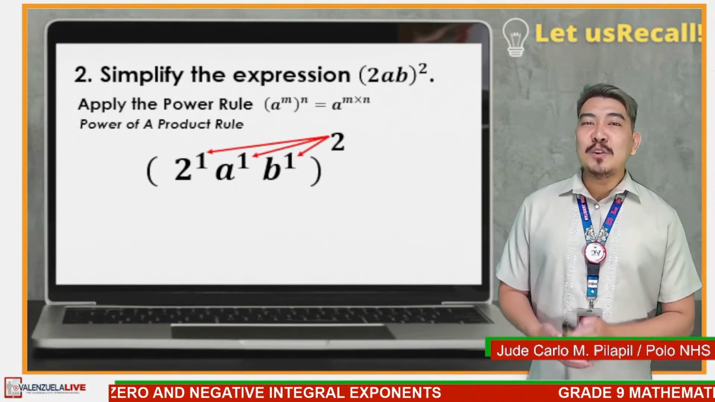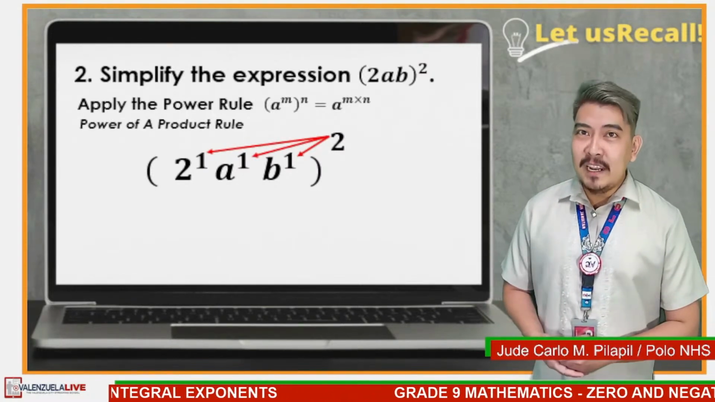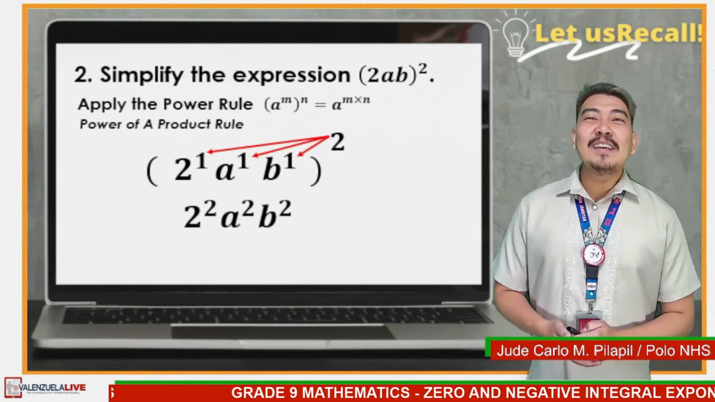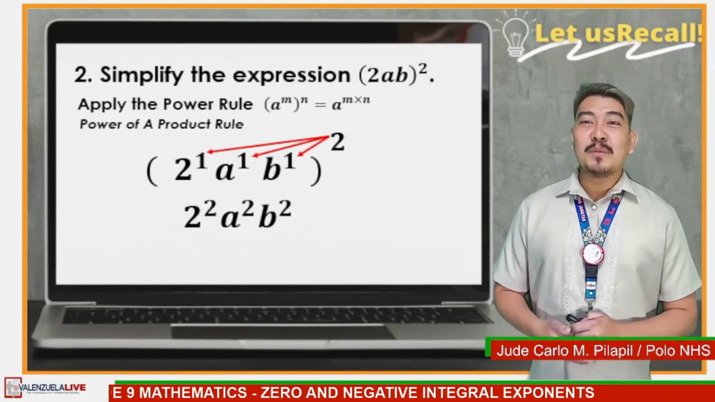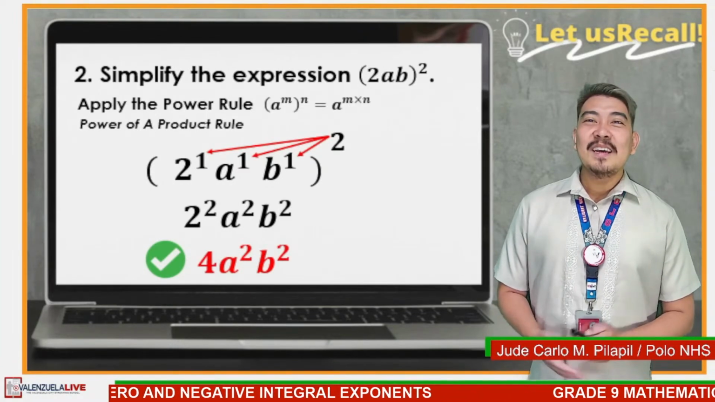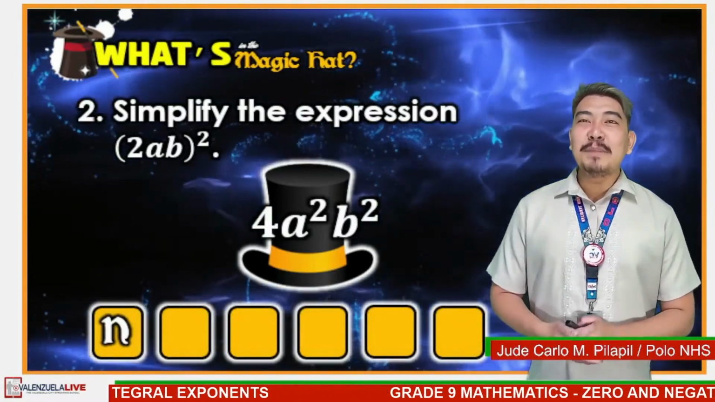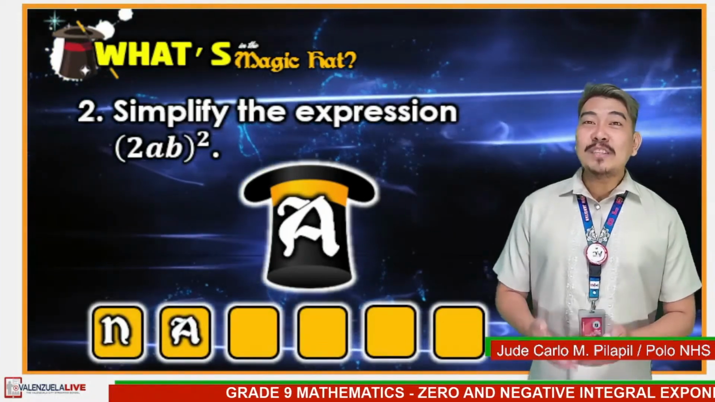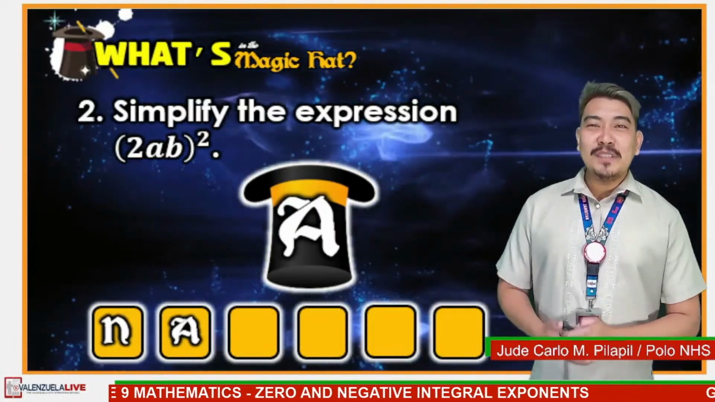Multiplying the exponent 2 outside the parentheses to each of the exponents, we will obtain, correct, 2 squared, a squared, b squared. Simplifying this further, it will result to 4a squared, b squared. Since we answered the question right, another letter clue will be given, and that is a letter A, which is the second letter of our hidden word. Let us proceed to the next item.